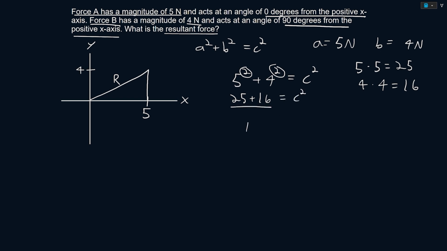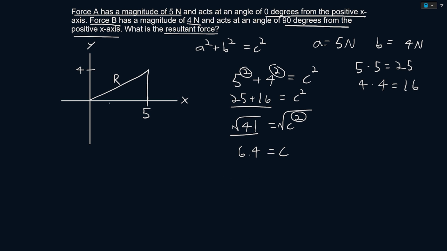25 plus 16 is equal to 41, and in order to get rid of this square, we must square root both sides. Plugging into the calculator, the square root of 41 is approximately 6.4, and this is equal to the magnitude of our resultant force.